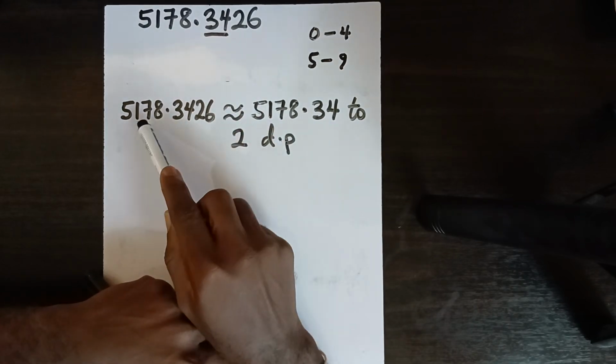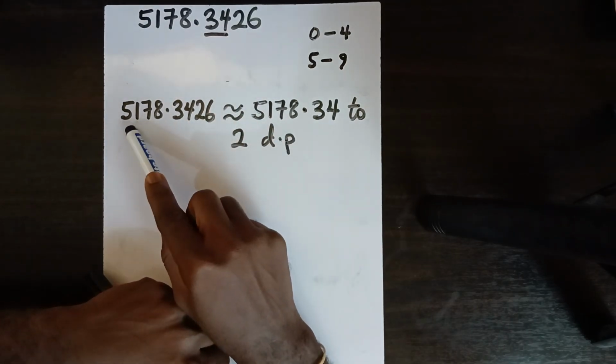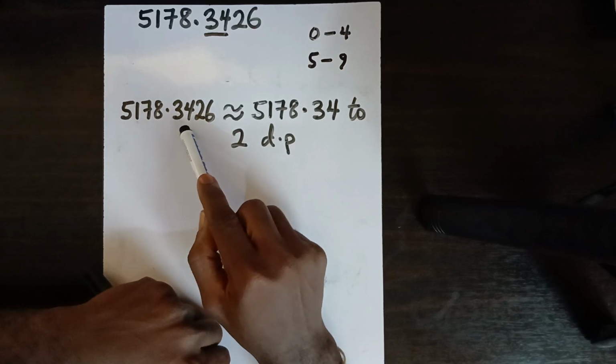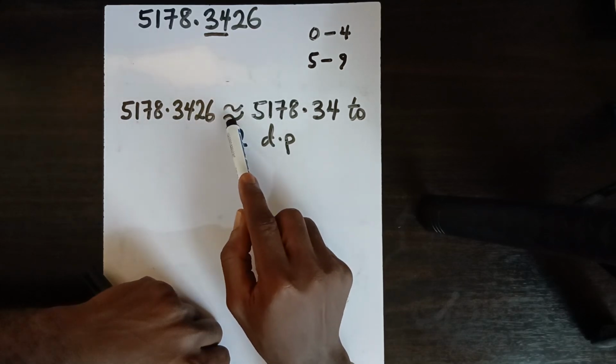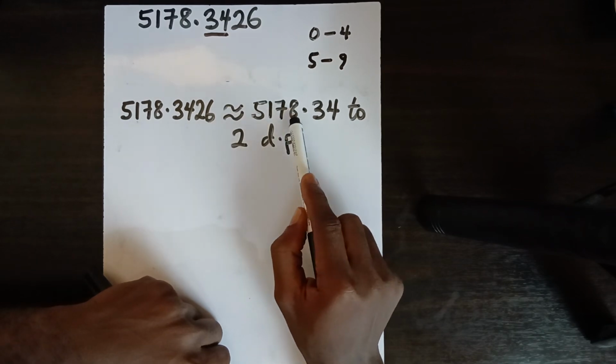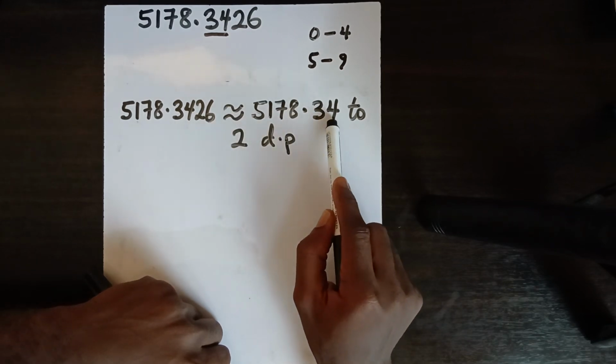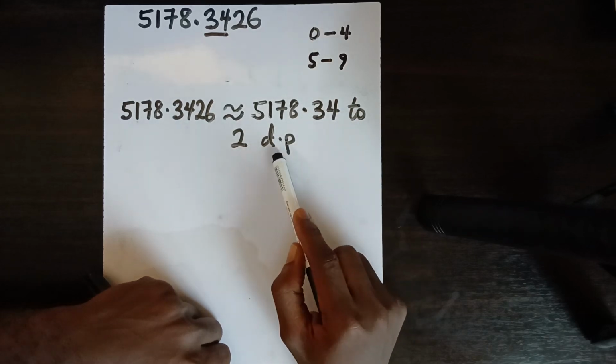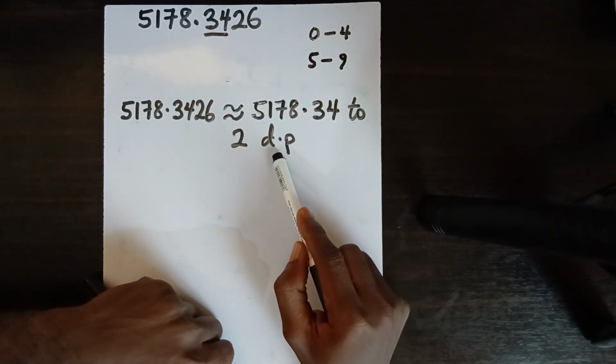So that's the reason why we have 5,178.3426 being approximately 5,178.34 to 2 decimal places.